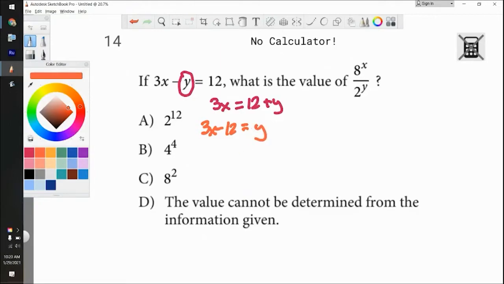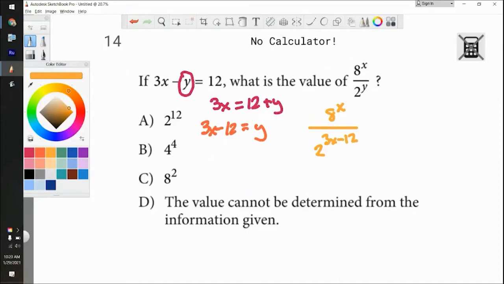So now what I'm going to do is substitute that y, that 3x minus 12, into where it says 2 to the y. I'm going to put it in that y right there. And you're going to end up with 8 to the x power over 2 to the 3x minus 12.